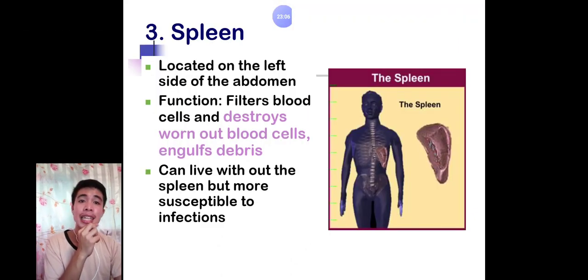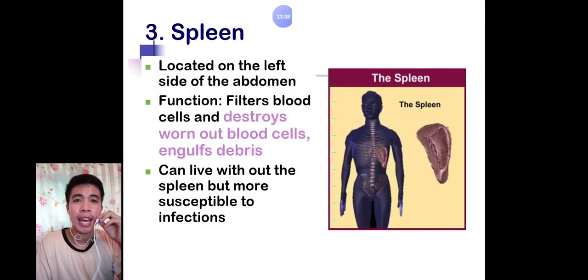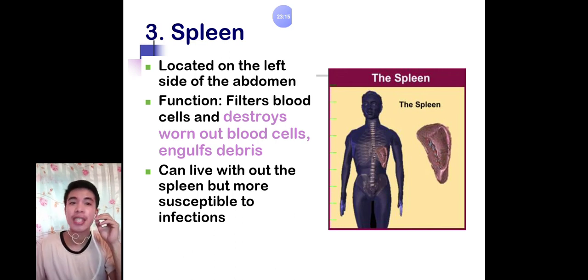Next, the spleen. So spleen is located in the left side of abdomen. The function of it is filters blood cells and destroys worn out blood cells, engulfs debris. So kung mautana mo, Mr. Reporter, can we live without the spleen? And the answer is yes. Kaya nating mabuhay without the spleen, but susceptible to infection. So dali lang tang magkasakit.